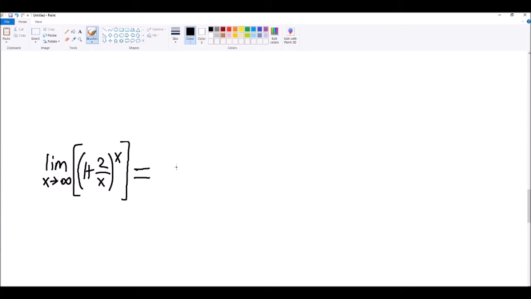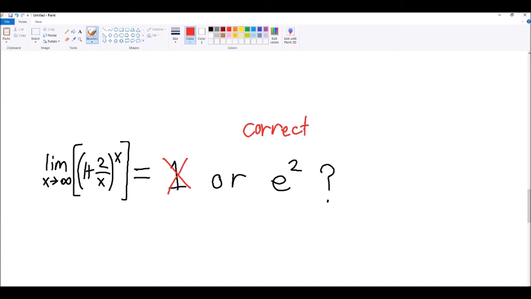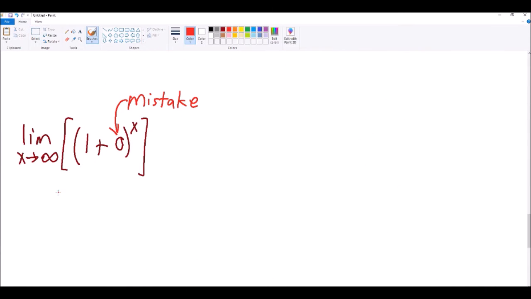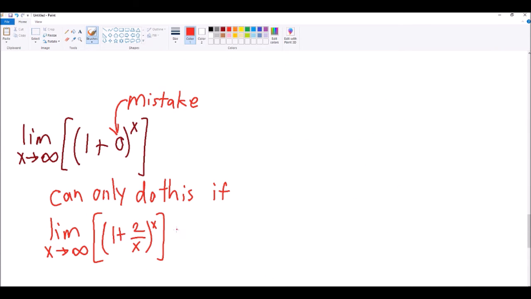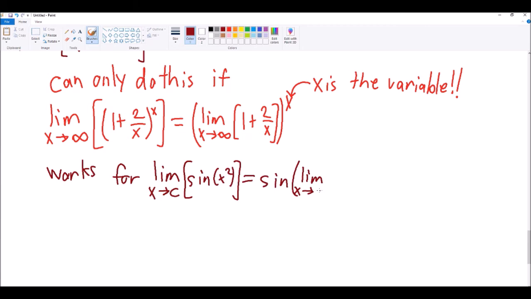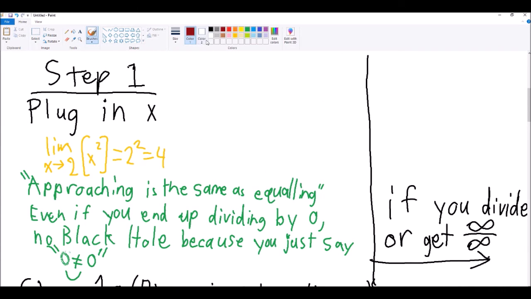So, which one is correct? The answer of 1 is actually incorrect, because we got overconfident in the flowchart. Our mistake is setting the fraction 2 over x to 0, because that's only possible if we sneak the limit through the stuff to the x part. But we can't do this, because x is the variable. That sneaking through only works with something like sine of x squared, where we can sneak the limit through the sine function. So actually, this flowchart can't solve functions like this.